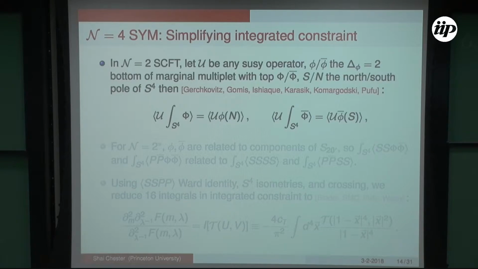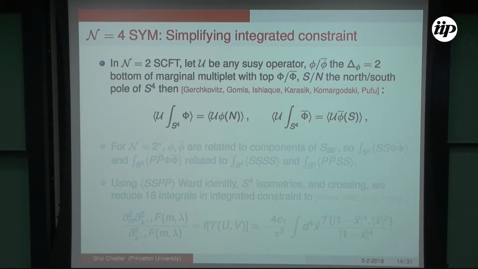So how can we actually simplify these integrals now using supersymmetry? So the first thing we're going to use is that for any N equals 2 superconformal field theory and for any SUSY operator U, let's consider in N equals 2 language, phi and phi bar, which are the bottom components of a multiplet whose top component is marginal. So for instance, in N equals 4 language, the top component would be this capital Phi, and this little phi would be the bottom component.